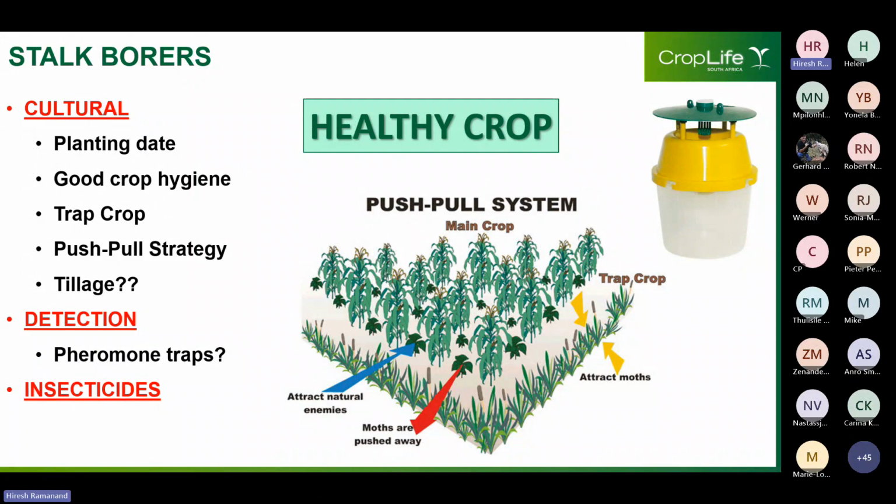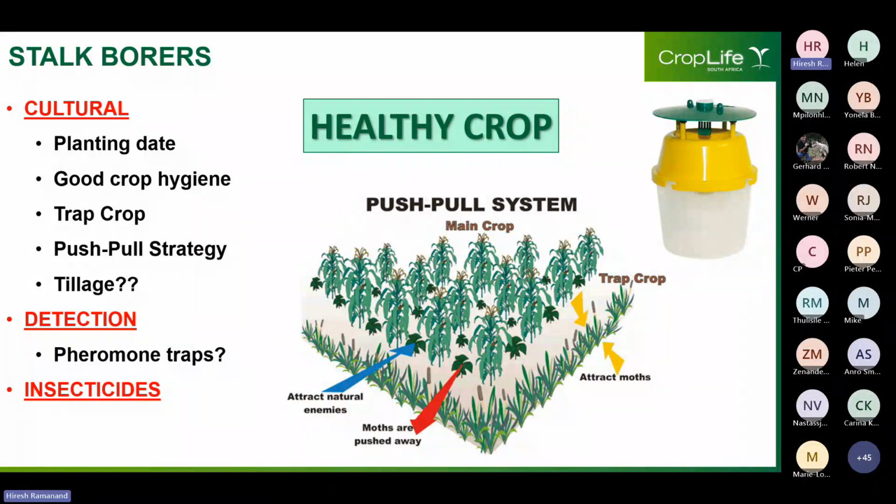Currently in South Africa, there are no pheromone lures registered to monitor for stalk borer species. Relying solely on physical scouting, as we've discussed, means identifying an infestation early enough for corrective action to be effective.